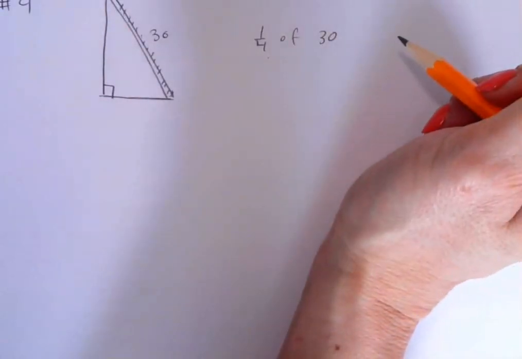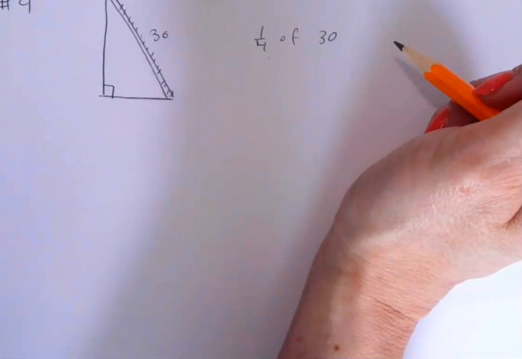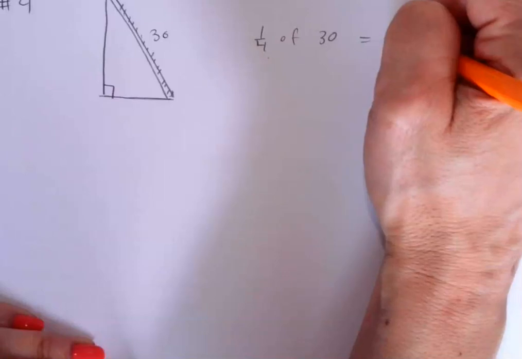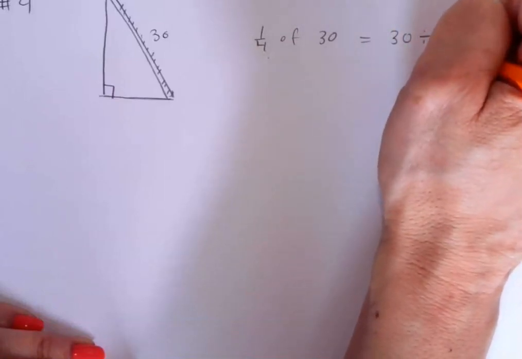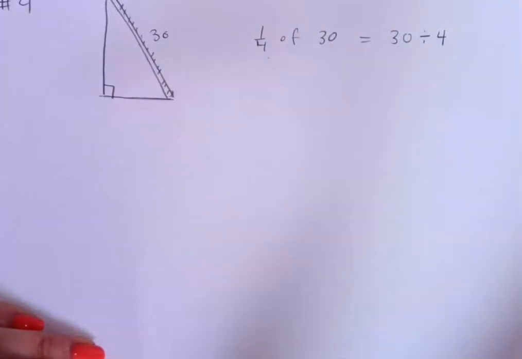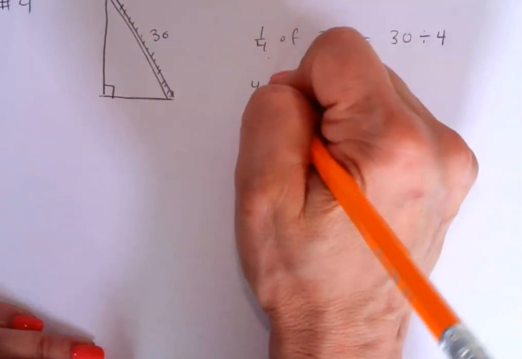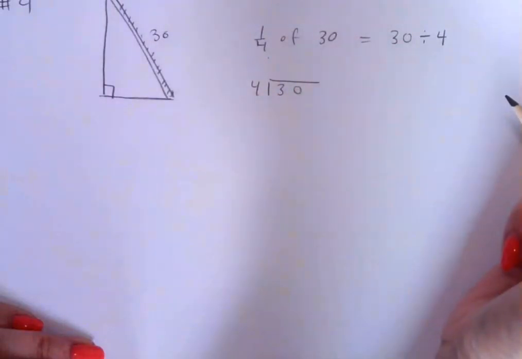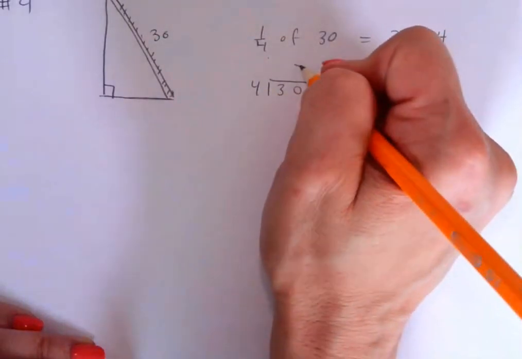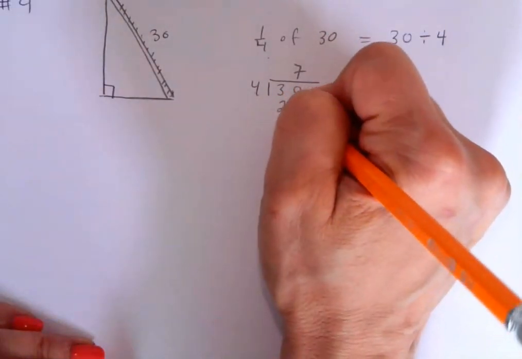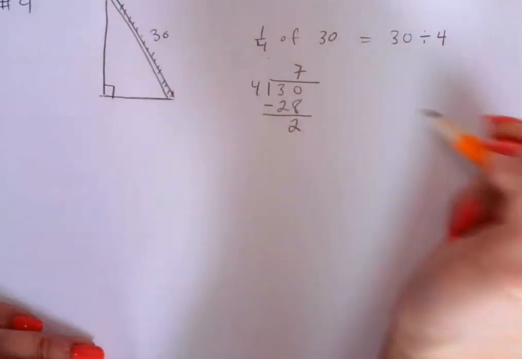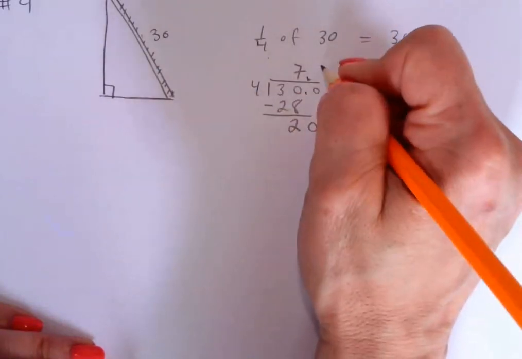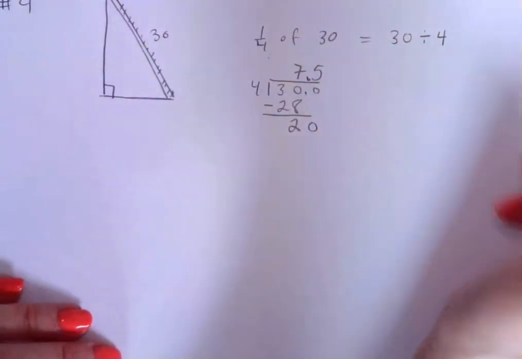Now, if you do not have a calculator, remember that 1/4 of 30 is the same thing as 30 divided by 4. So we can use long division. Think about this. How many times does 4 go into 30? Hopefully you came up with 7. That's 28. We subtract, we get 2. Bring down a 0, and 4 goes into 20 5 times. So it's 7.5.